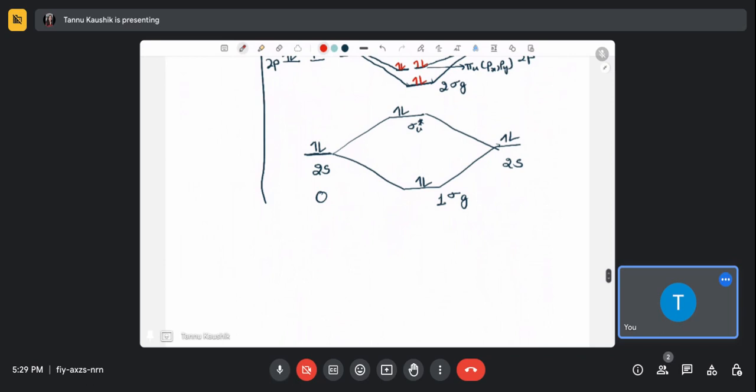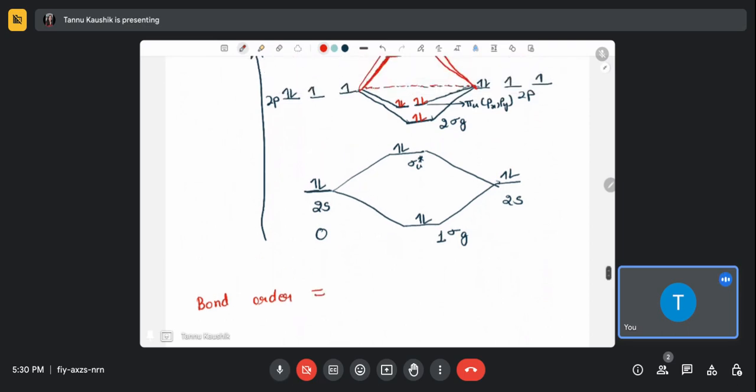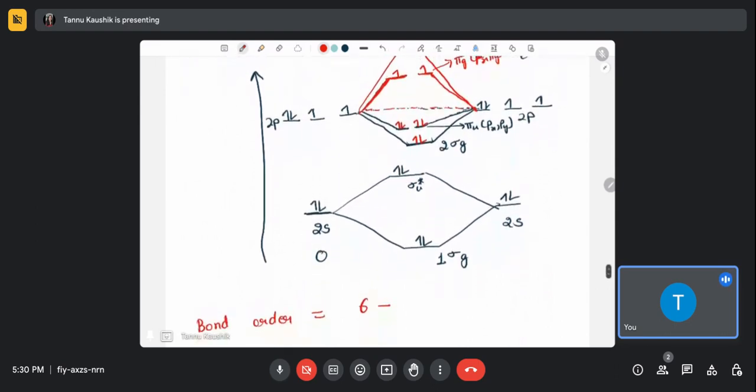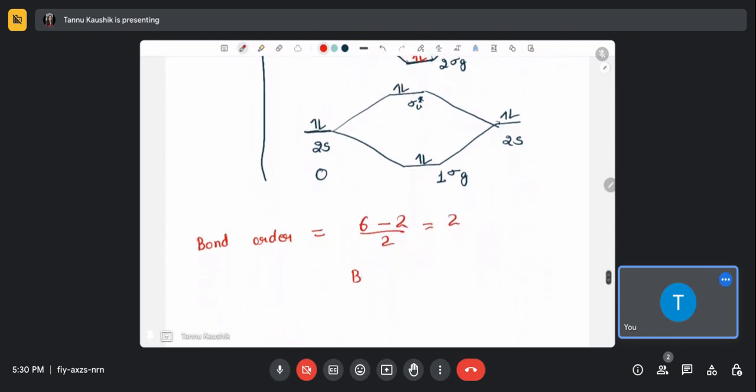So finding the bond order, we have 6 electrons in the second sigma g and the pi u bonding molecular orbitals. So we have 6 electrons in the bonding molecular orbitals and 2 electrons in the pi g star anti-bonding molecular orbital. So this gives, sorry, 2 as the bond order. So bond order is equal to 2.